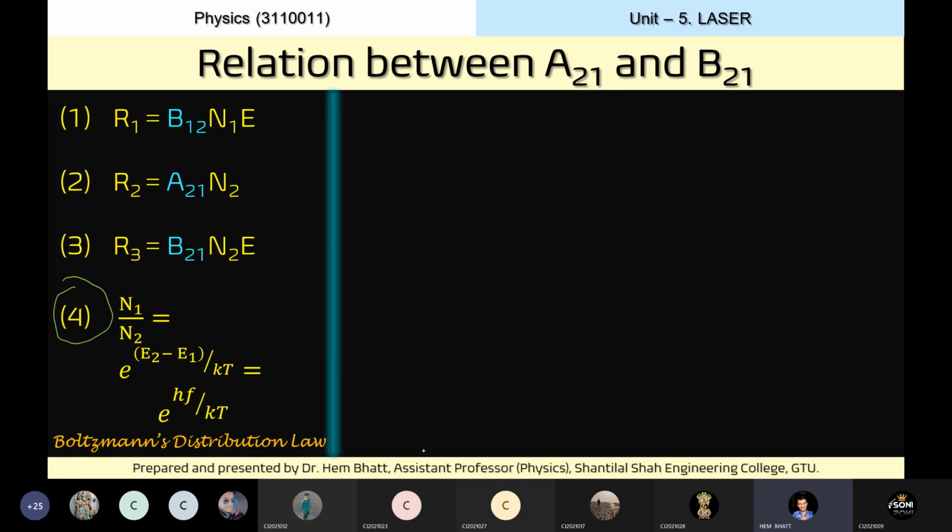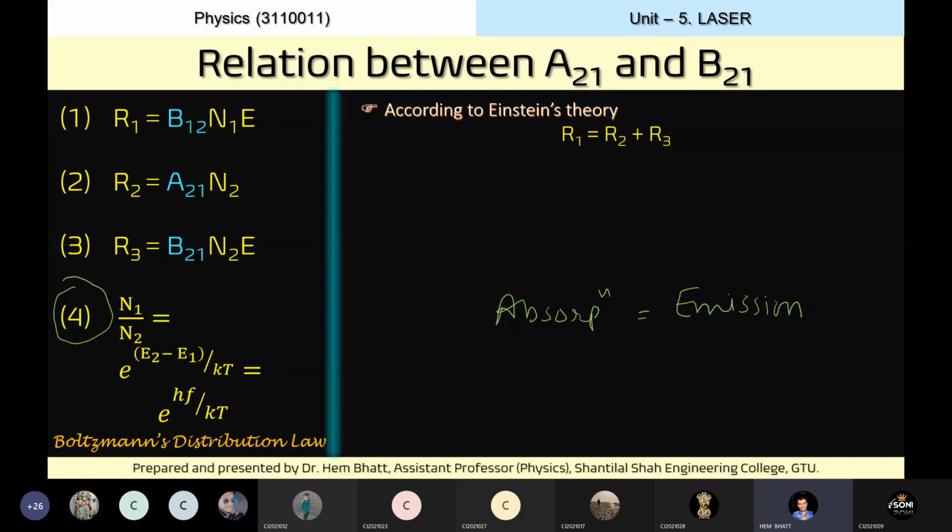Okay, then according to Einstein's theory, he said that whatever absorption has taken place, emission cannot be more than that. જેટલું શોષણ કર્યું હોય એનાથી વધારે ઉત્સર્જન ન થાય. બરાબર? તમે જેટલી ઉર્જા આપો, એટમ જેટલી ઉર્જાનું શોષણ કરે એટલું જ ઉત્સર્જન કરી શકે. એના કરતાં વધારે ઉત્સર્જન શક્ય નથી. So according to Einstein's theory, absorption and emission both should be equal, and hence R1 should be equal to R2 plus R3.